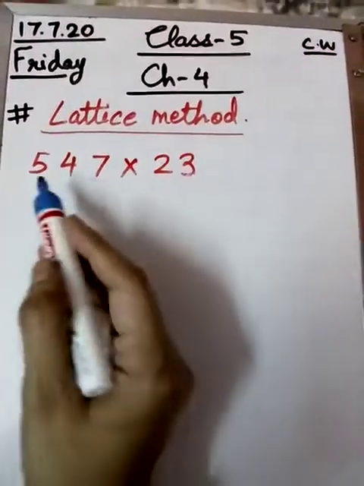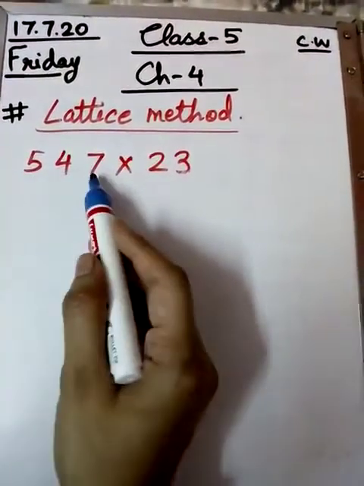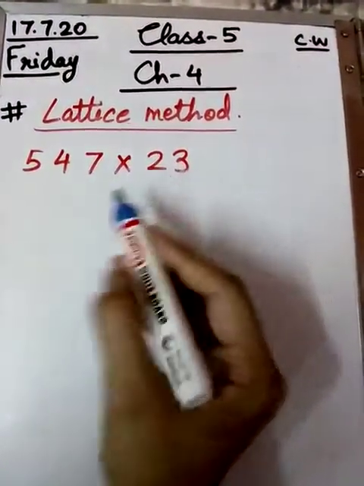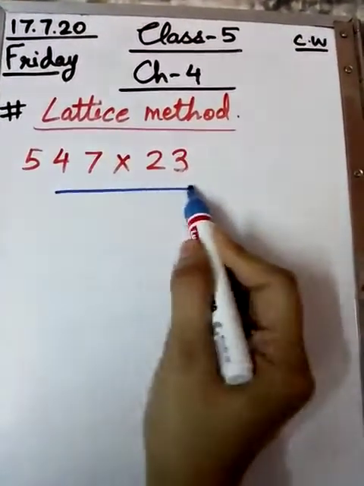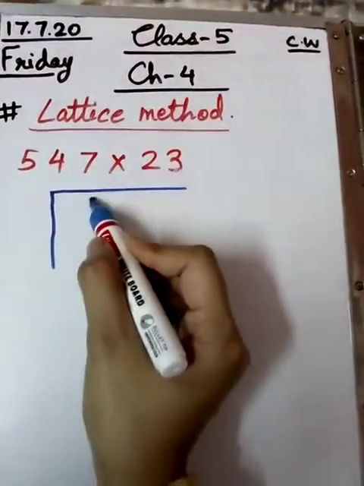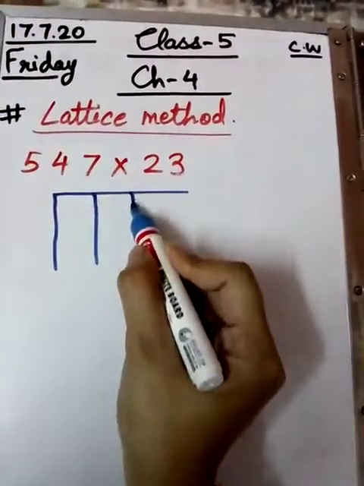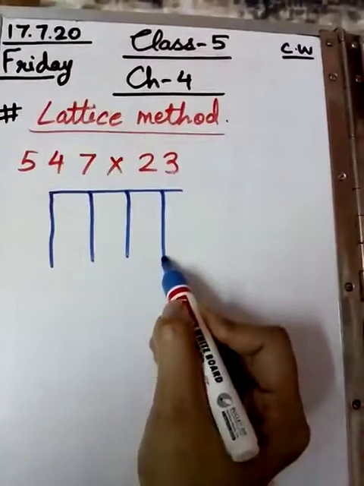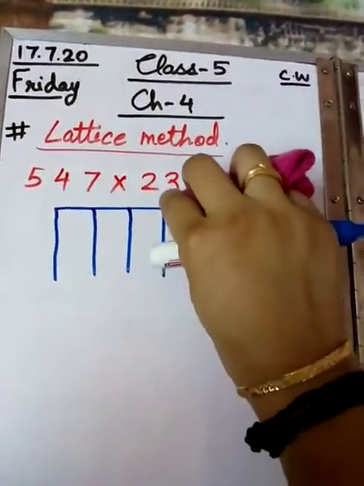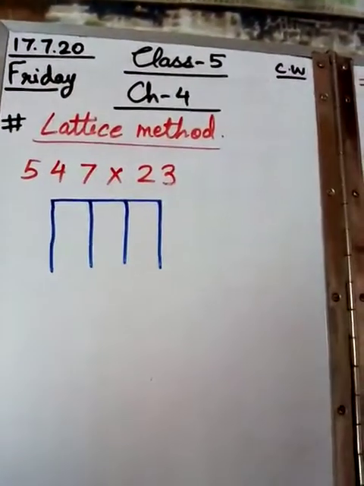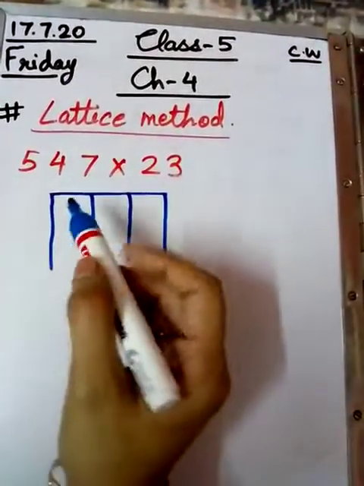Let us start. A 3-digit number and a 2-digit number, so a 3 by 2 grid. Let me show how to draw. 1, 2 and 3. When you do it in the notebook, you will draw it with the help of a pencil and scale, and extra lines will be removed with the help of an eraser.